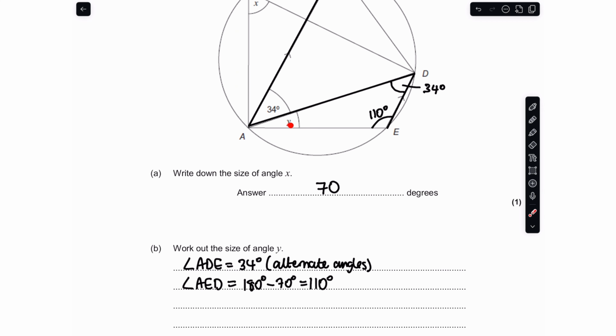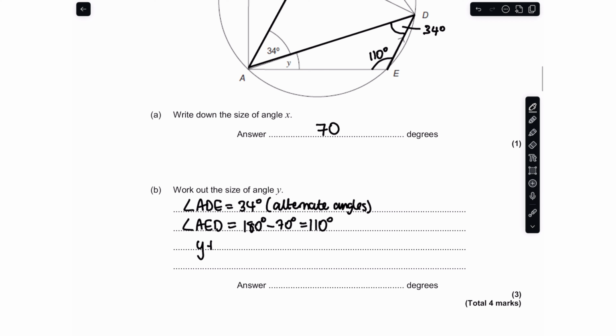Therefore, to work out the size of angle Y, we know that the sum of the angles in a triangle is 180 degrees. So I can simply add these values together and set that equal to 180, rearrange and solve for Y. So Y plus 110 plus 34, you might want to put the degrees symbol there as well, equals 180 degrees. So Y is simply 180 degrees minus 110 degrees minus 34 degrees. And if I put that into my calculator really quickly.